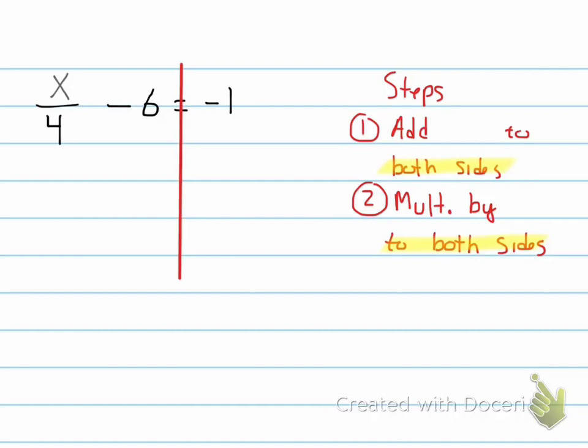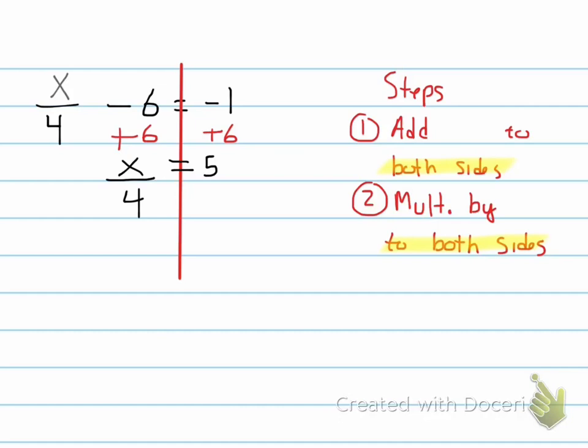Alright, so my first step, I get rid of addition and subtraction first. The x is connected to the 4 there. I can't get rid of that. So what I'm going to get rid of is this number, the number alone, plus 6. So I add 6 to both sides, plus 6. So what am I left with? Negative 1 plus 6. Different sign, subtract. So that's a positive 5. And then I'm left with x over 4, or x divided by 4. What's the opposite?